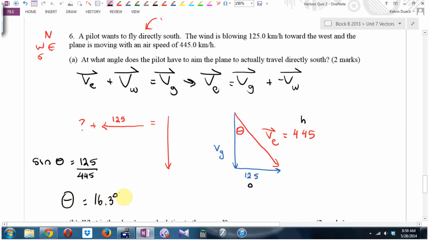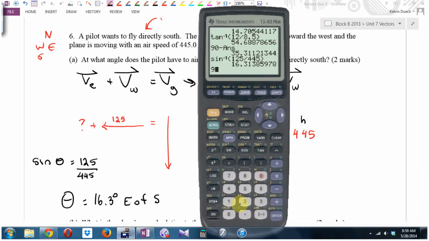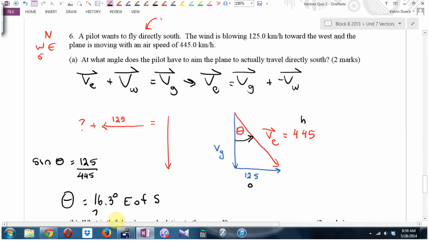What of what? North of south, east of west? South of east or east of south? Okay. Remember, the "of" is always the vertical or horizontal. So the "of" is south. What of south? 76.7 degrees south of east.